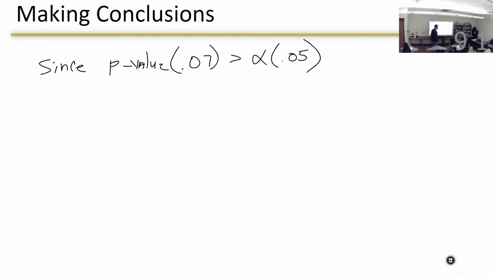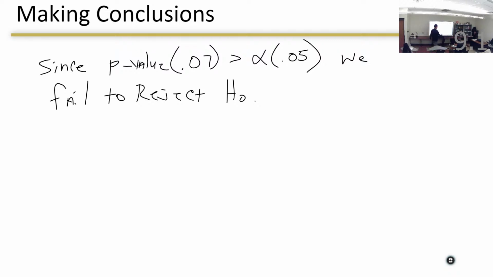But since we're greater than 0.05, we fail to reject Ho. Beautiful. I'm going to get points just for that. I'm not going to get all the points, probably get a P. I'm not getting an E.